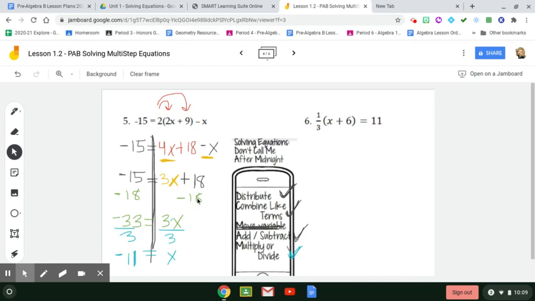Then the next thing that you're going to notice is I'm on to the adding and subtracting step. So I subtracted 18, rewrote everything else, and then I got rid of the 3. So I divided both sides by 3 to come up with my answer.